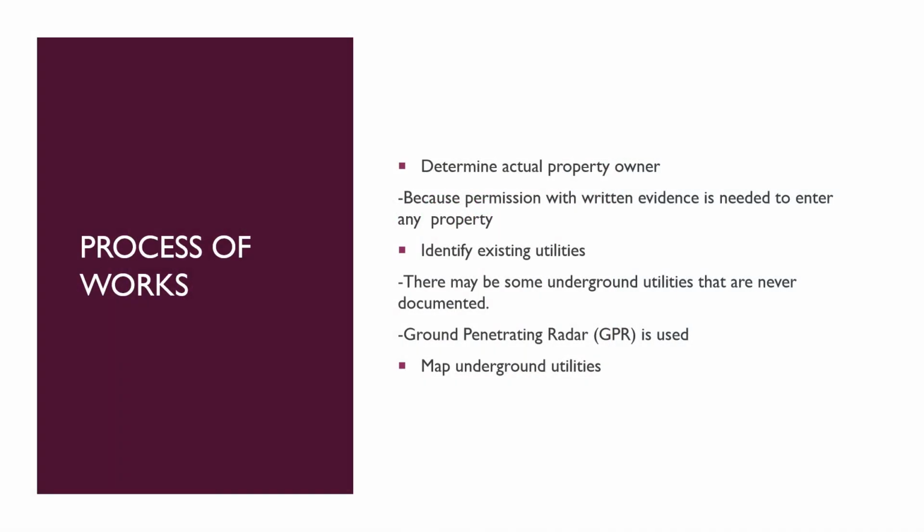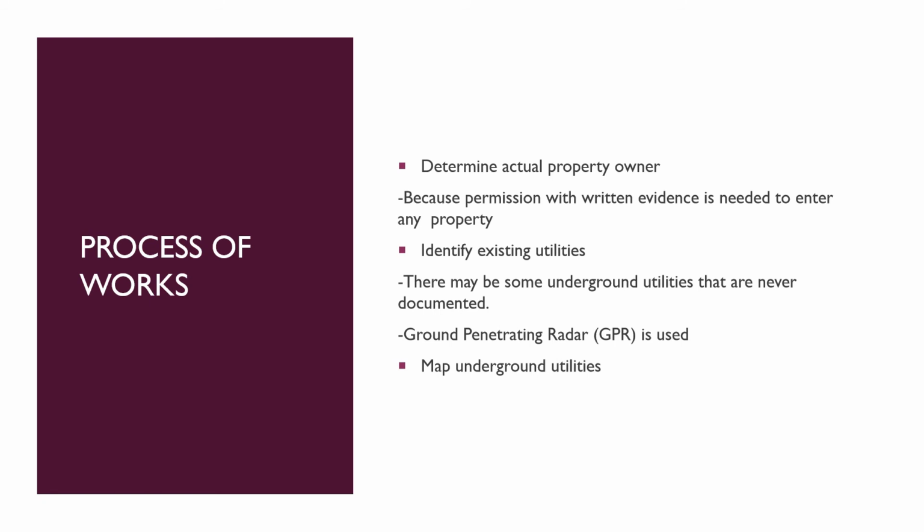The first step of survey and mapping of underground facilities is to determine the actual property owner. This is due to the reason that permission with written evidence is needed to enter any property. The second step is to identify the existing utilities buried underground. This step is very important because there may be some underground utilities that are never documented. This process needs to be done without digging into the lower ground layer.